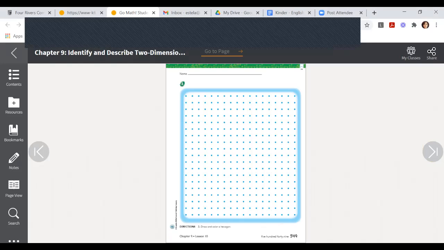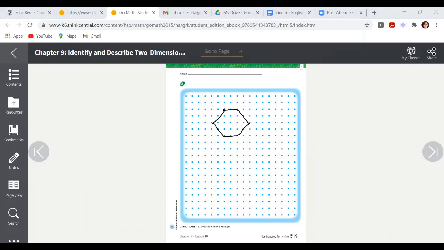In this page, we need to draw and color a hexagon. Okay, I'm gonna ask, who also was there? Maggie, if I wanted to draw a hexagon, how many sides do I need to make? 6? Okay. Now help me count, just to make sure I'm doing it right. You must have 6 sides. There's 1, 2, 3, 4, 5, 6. Thanks, Maggie.